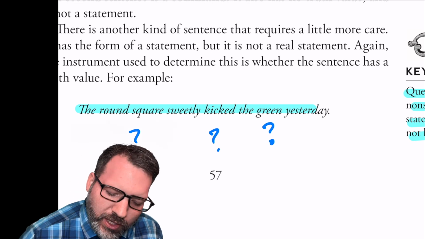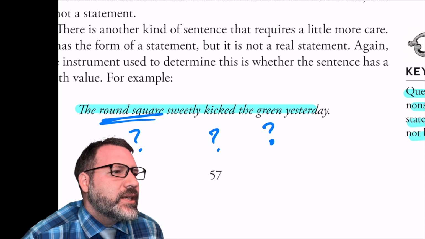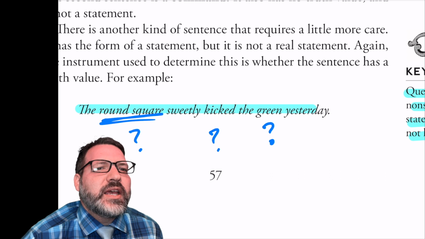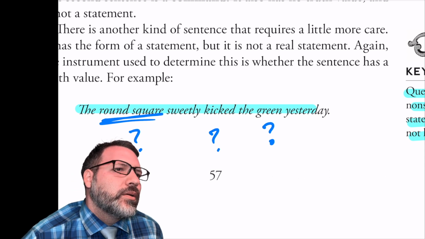But again, we're always going to fall short when we get to this round square part. There's no such thing as a round square. And so we can't ever say that this is a true statement or a false statement. What do you think?